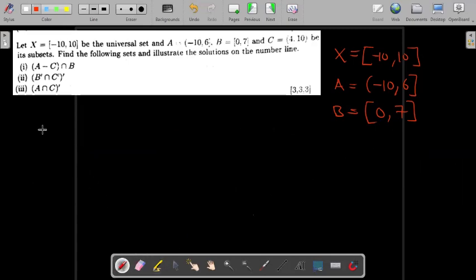Okay, so the one that follows, they're telling you B complement intersect C complement, and there's another complement.